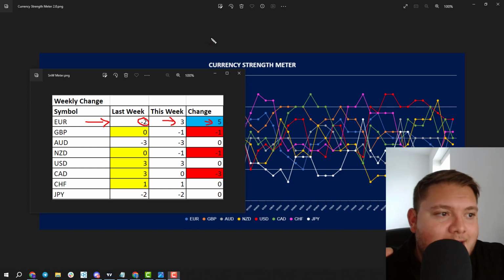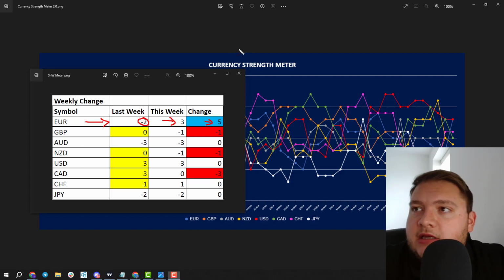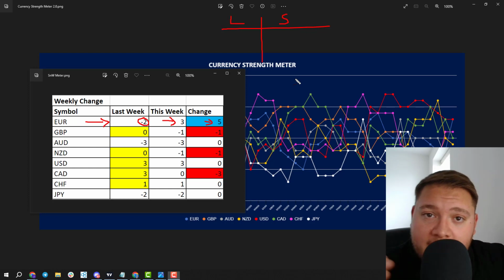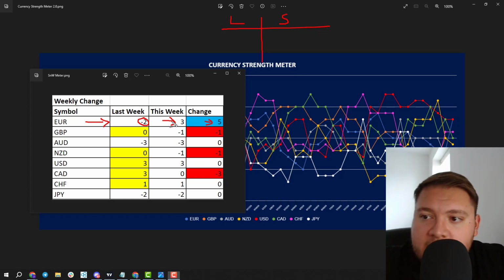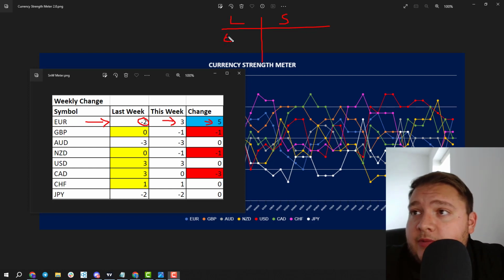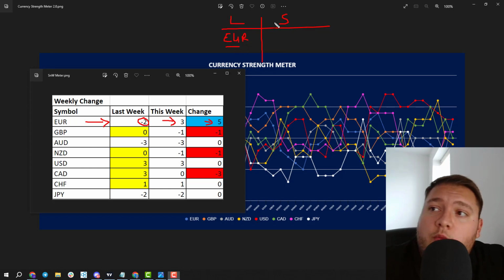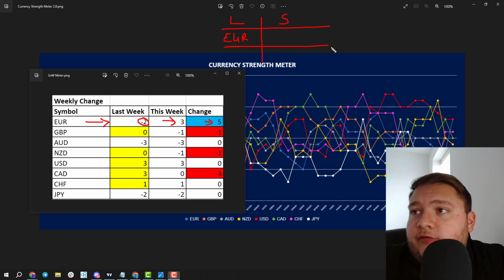So whenever I look at the currency strength meter, I want to look at two different things. I want to look at what basically is long and what basically is short, and then I want to pair those currencies together. So I can see here that Euro +3, that's a good thing, and it's moving to the upside. So potentially I want to be looking at those Euro longs going into this week. What do I want to see from the short side? What currencies are weaker at the moment?